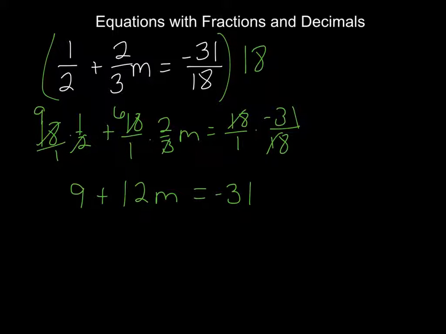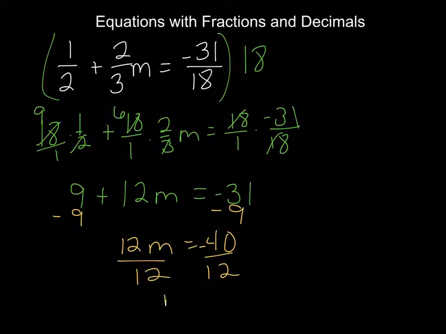Our next step would be to combine like terms, which we don't have any, and then move variables to the same side, which again we don't have any, so we can go on to using inverse operations to solve. So we subtract 9 from each side, so 12m equals negative 40. Then divide by 12. Now 12 does not go into negative 40 evenly. However, they are both divisible by 4.